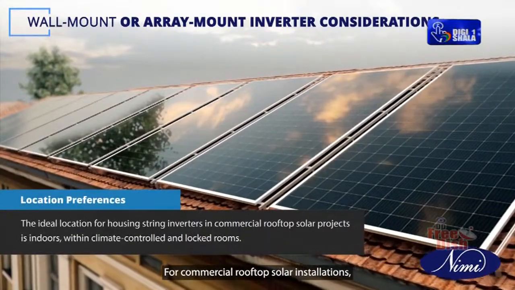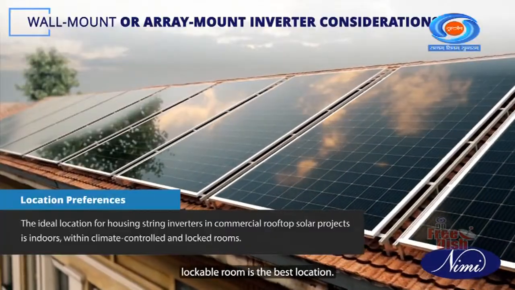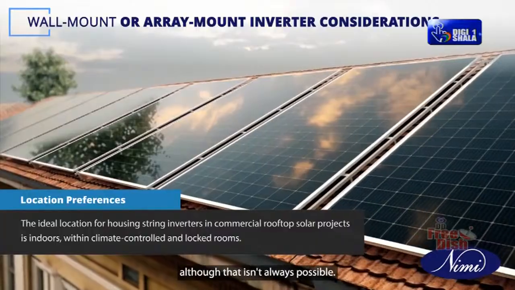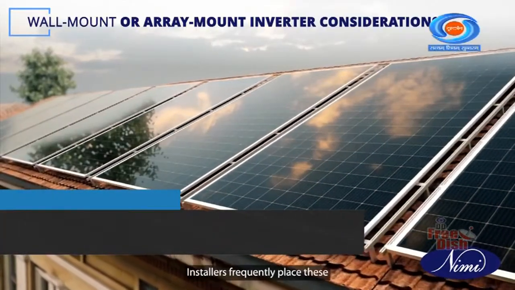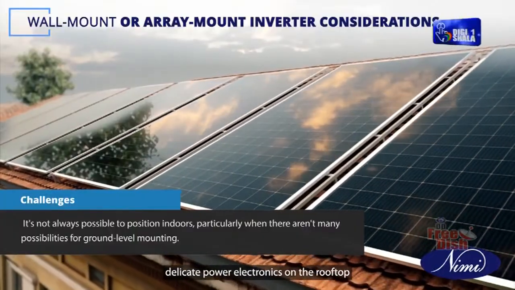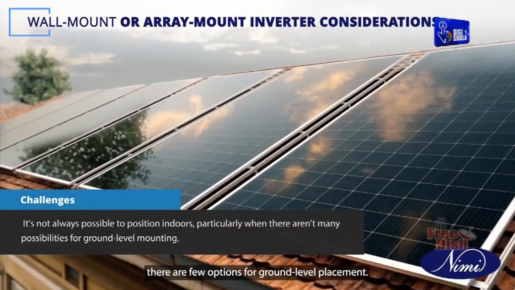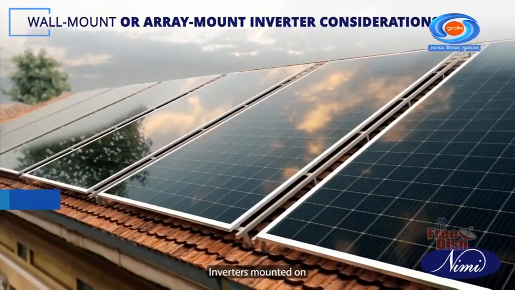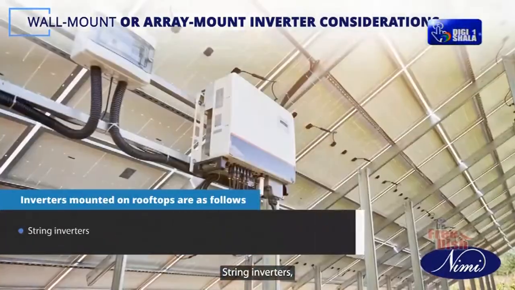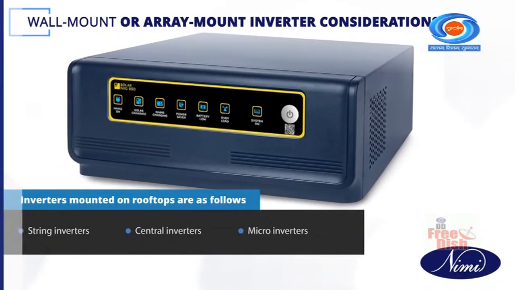For commercial rooftop solar installations, an inside climate controlled lockable room is the best location for string inverters, although that isn't always possible. Installers frequently place these delicate power electronics on the rooftop next to the array in situations when there are few options for ground level placement. Inverters mounted on rooftops are as follows: string inverters, central inverters, and micro inverters.